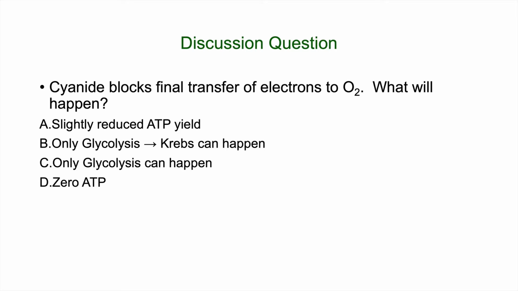So that might be miswritten. Only glycolysis can happen. No, we could get well into the Krebs cycle and partway through electron transport, and not 0 ATP because some of the protons are getting pumped, just not the whole. So I would say A is the best answer for this, slightly reduced ATP yield.